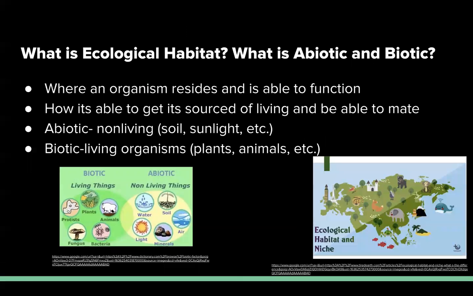What is ecological habitat, and what is abiotic and biotic? Ecological habitat is basically where an organism is residing and where it is able to function, how it's able to get its source of living and able to mate. Abiotic is non-living factors like soil and sunlight. Biotic is living organisms like plants and animals.